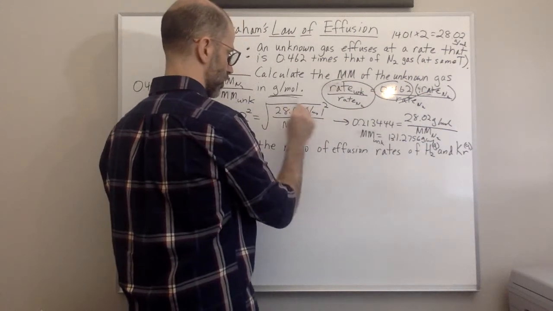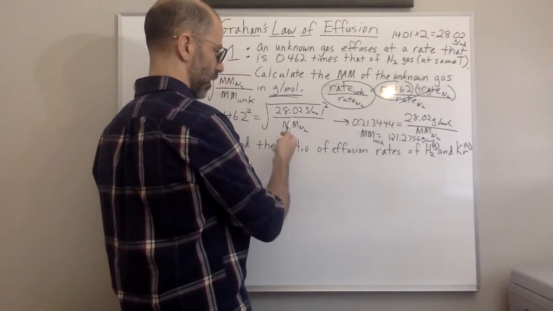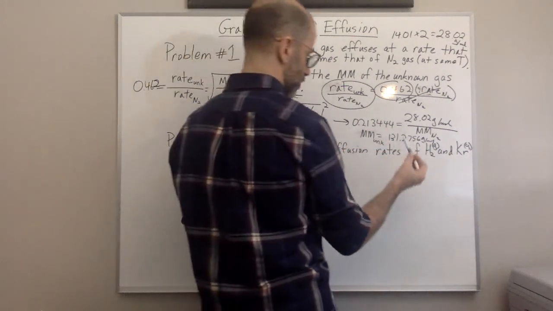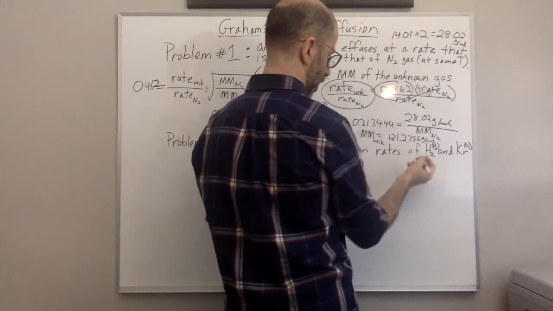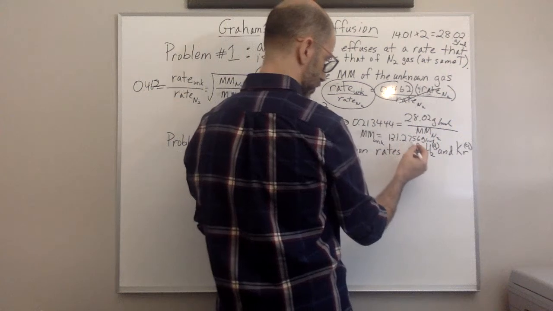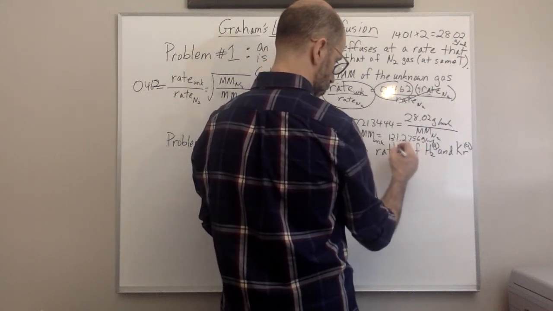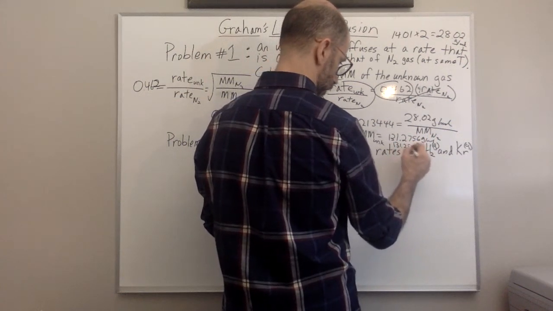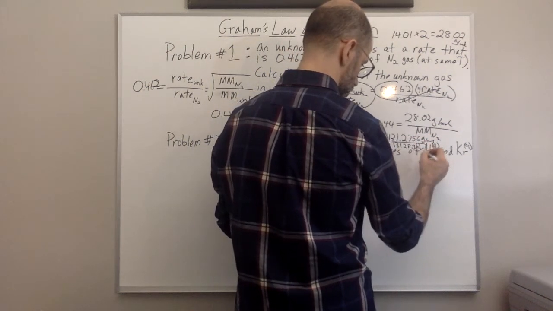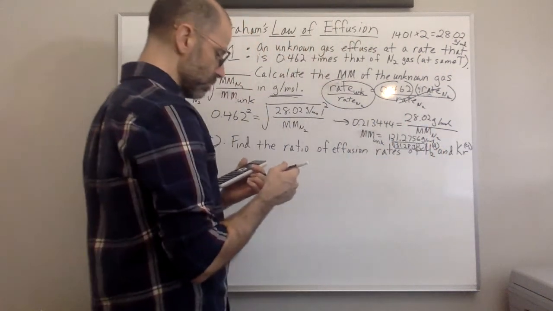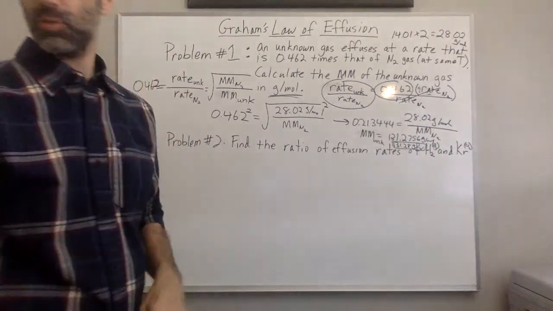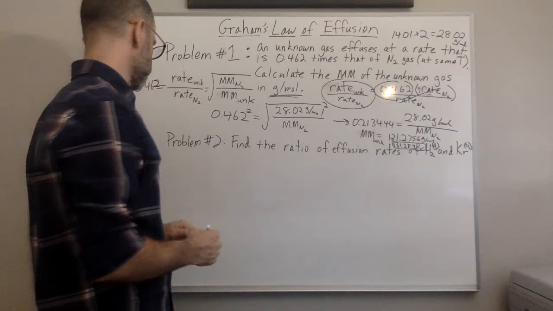So actually, we don't need to convert to kilograms because there was no need to put it in kilograms anyway. So that is the answer. We will round it to 4 sig figs, so this becomes 131.28 grams per mole. And that's it. All right, so what about this problem here?